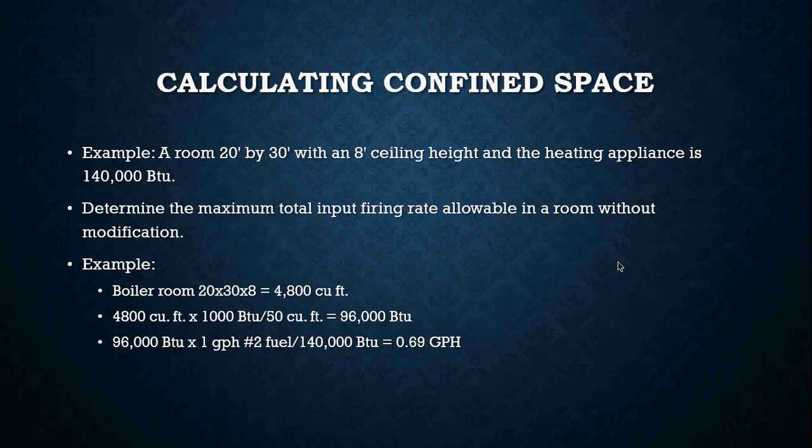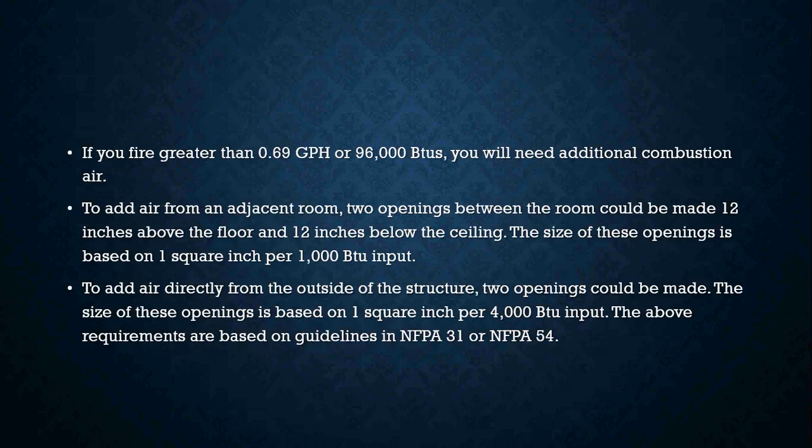We take 96,000 BTUs and multiply it by 1 gallon of number 2 fuel oil, and we divide it by 140,000 BTUs, which means we should have a nozzle of 0.69 gallons per hour inside there. That's the highest gallons per hour that we can use for that particular type of unit. So if we're firing above 0.69 gallons per hour or 96,000 BTUs, you have to make provisions for additional combustion air. We have to add air to that room.